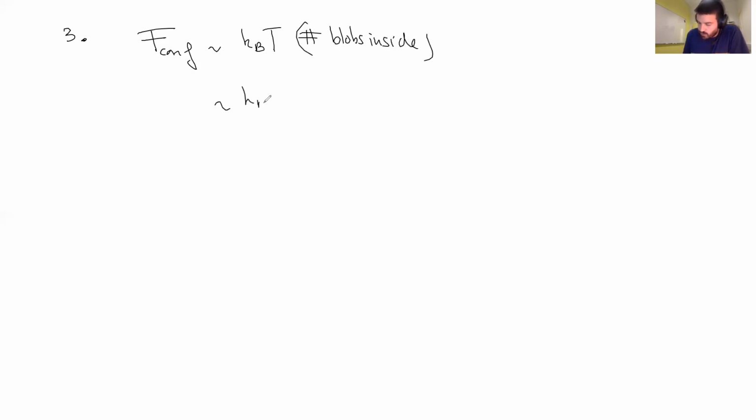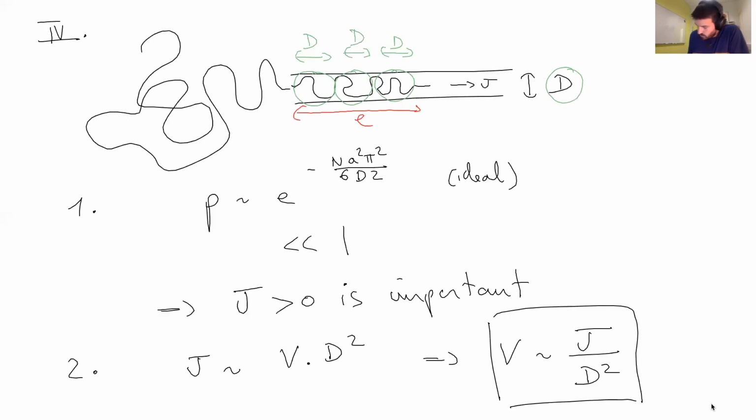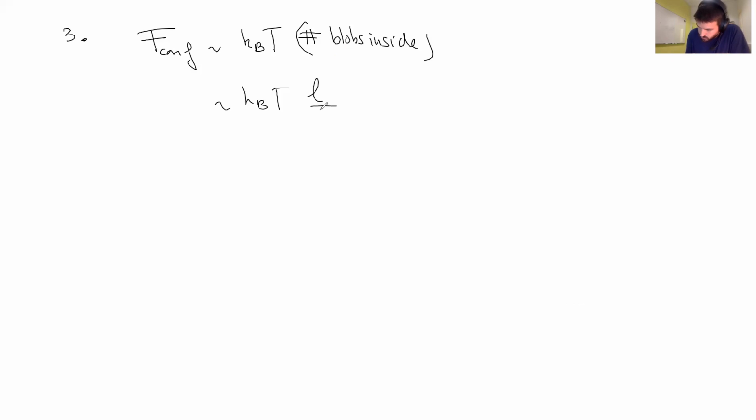And so the number of blobs is what? Well, it's immediately given by the total penetration length divided by the size of one blob. So it's L over D. Okay, I have the confinement energy. So the longer L, the higher the free energy, so the more penalty. We already knew that it's very complicated to spontaneously enter a pore due to entropy. You will pay a price that is increasing with the amount of things you put inside the tube.